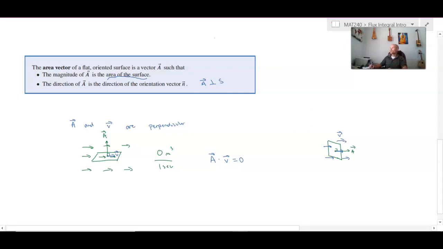So A and V have an angle of 0 degrees, or 0 radians. So if we were to take the dot product between A and V, because they point in exactly the same direction and the angle between them is 0, we would expect that dot product to be bigger than 0. So I'll just say for now not equal to 0. And we'll see how this all connects in just a moment.